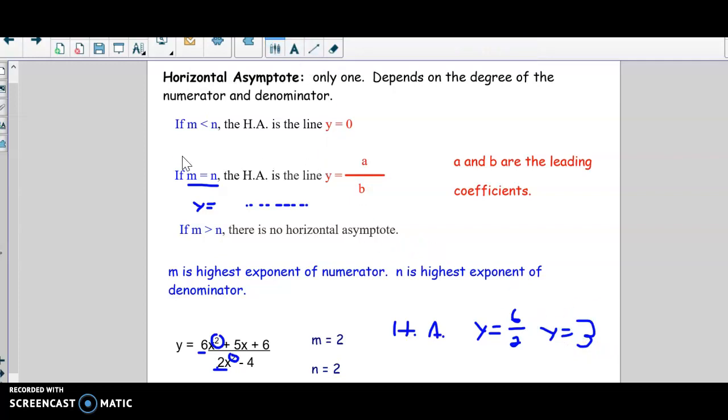The other cases: if M is less than N, so the exponent up top is smaller than the one on the bottom, then the horizontal asymptote is the line y equals 0, also known as the x-axis, right in the middle of our graph. And the final case: if the top is higher, M is greater than N, then there's no horizontal asymptote. So this is the chart we're going to use, and you start with the highest exponents, M and N.